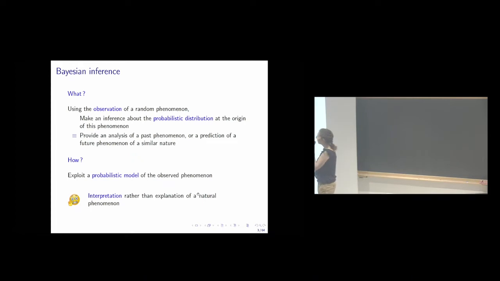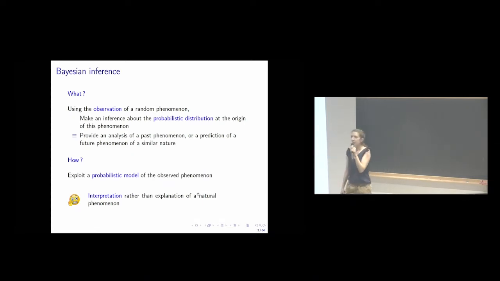When you say that you want to do Bayesian inference, what you say is that you will use some observation of the object you are interested in, to make an inference about the probabilistic distribution at the origin of that object. And how do you do that? You have to give yourself a probabilistic model of what you are interested in. This is actually at the heart of the Bayesian framework.